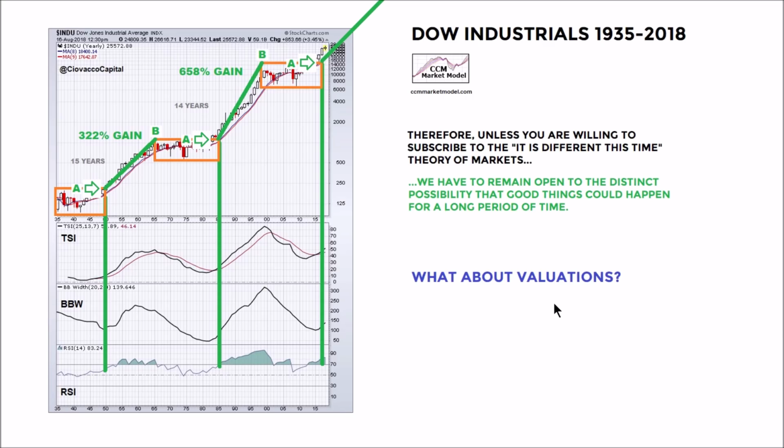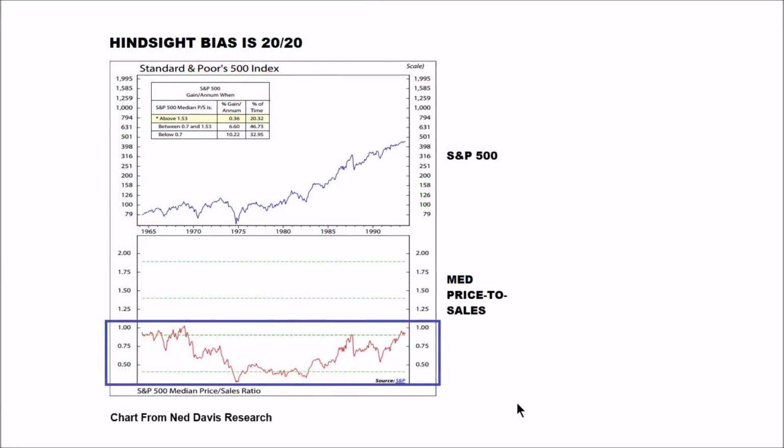Now on to valuations, and we're still taking an is it different this time perspective. Wouldn't we have to believe that valuations would be different if good things happen for a long period of time? As always, let's use facts to answer that question. A chart from Ned Davis Research, we're just annotating their chart. It contains historical data for the S&P 500's median price to sales ratio, shown in red, going back to the mid-1960s.